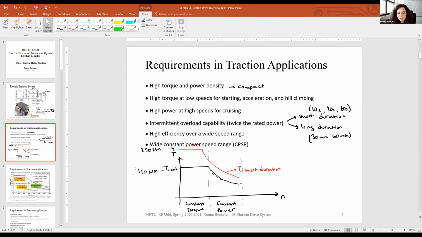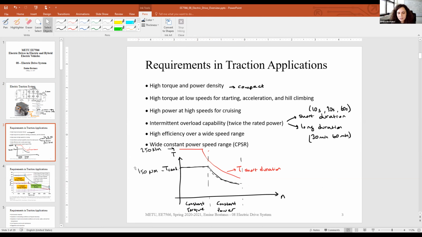Because if you have a low efficiency, it means more losses, and more losses means more cooling required. So actually this high efficiency is also related to the compact design. So we want to have a high efficiency in the system.